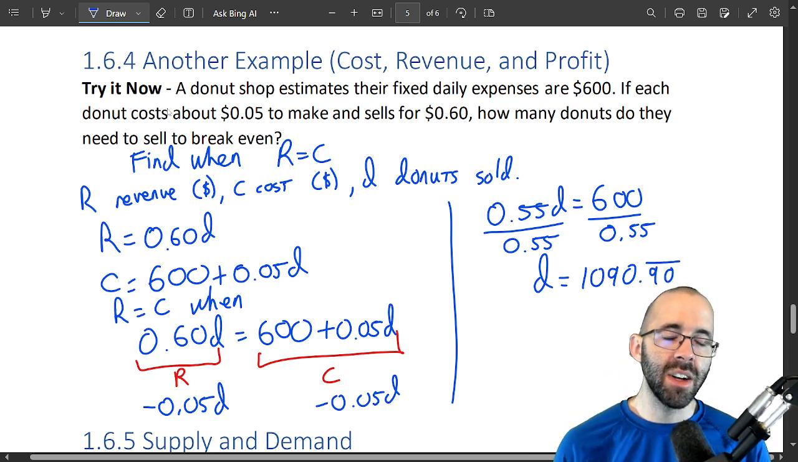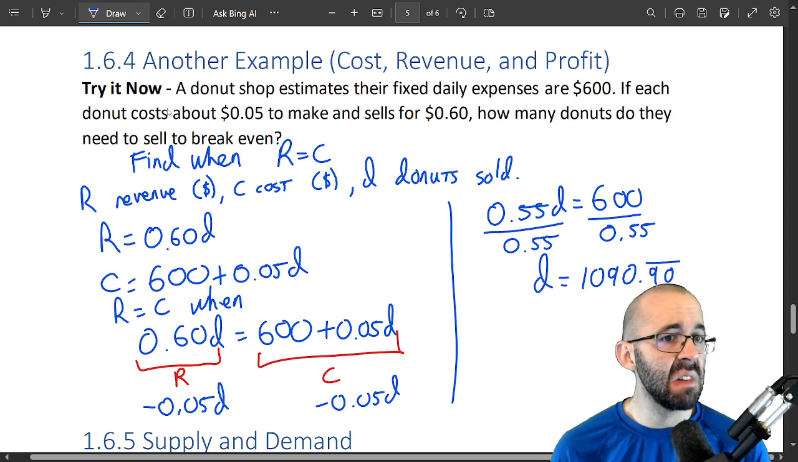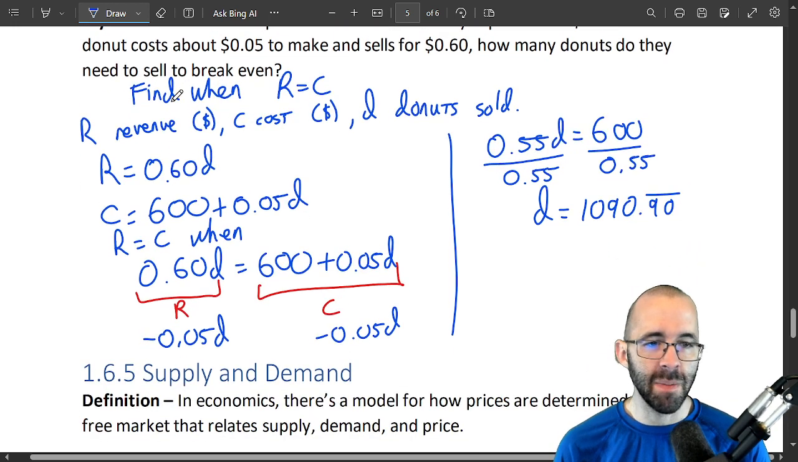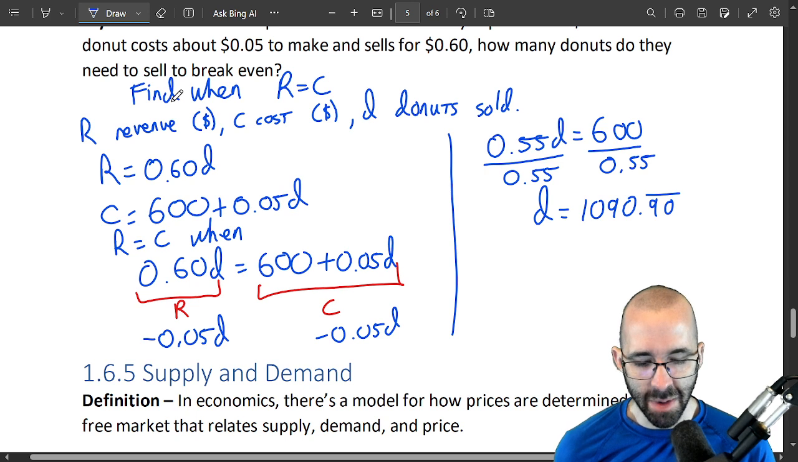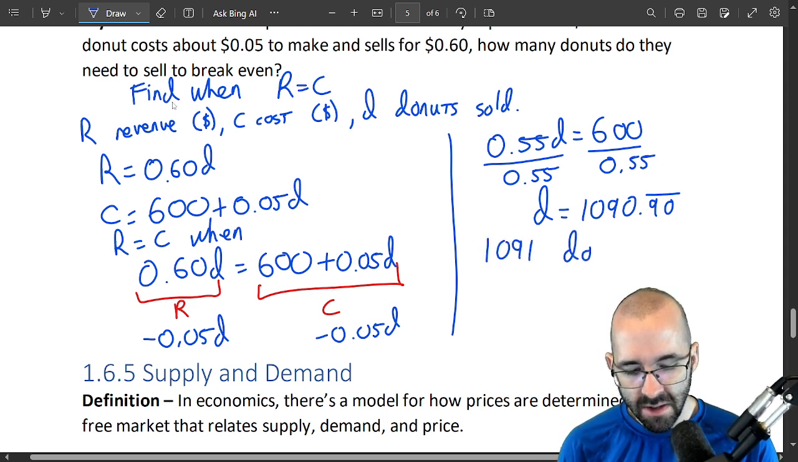Well, we're not going to sell 0.90909090 donuts, so we're going to round. And specifically, we're going to round up here, because even if it was mathematically right to round down, it wouldn't be break even at 1090 donuts. I'm not going to make a big deal about that in this class, though, so don't worry too much about it. How many donuts do they need to sell to break even? 1,091 donuts. That's the direct answer to this question.